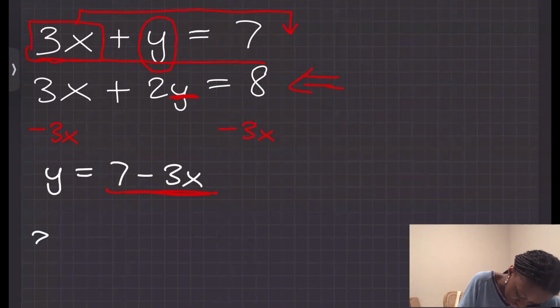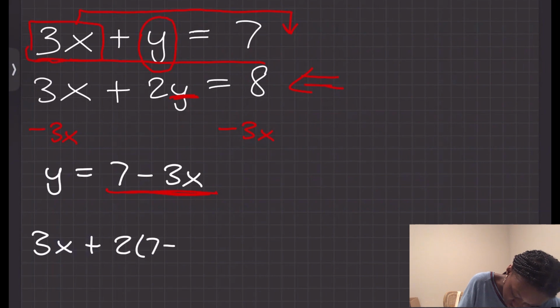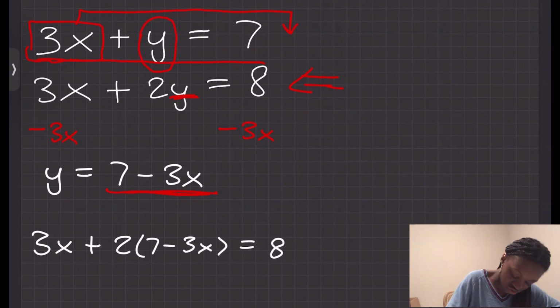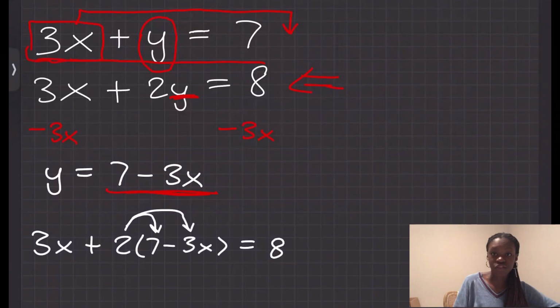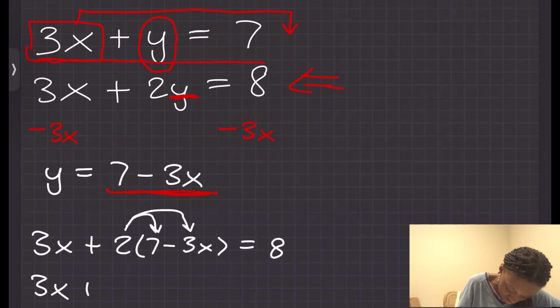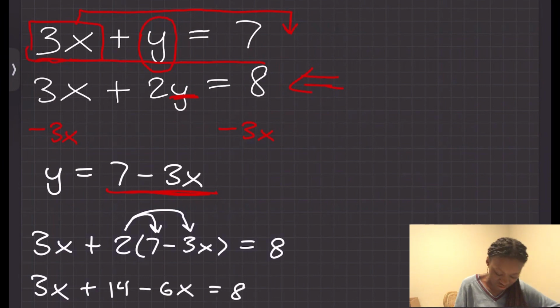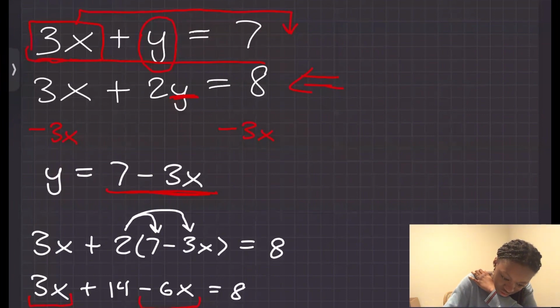So 3x plus 2 times 7 minus 3x is equal to 8. I distribute the 2 to the 7 and the 2 to the negative 3x. This gives me 3x plus 14 minus 6x equals 8. 3x and negative 6x are like terms. I'm going to just pull that part of the problem over here. So I'm going to put them together like so.